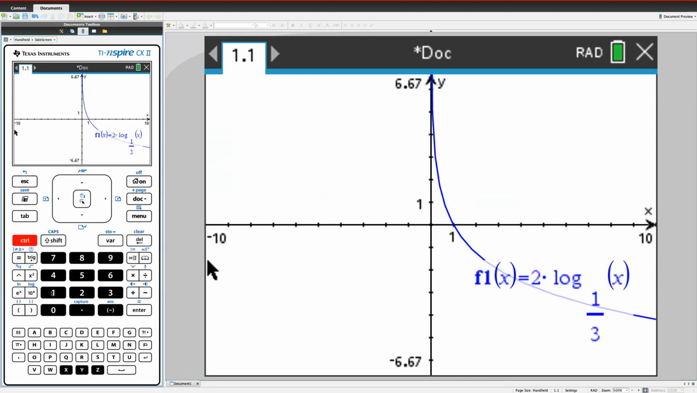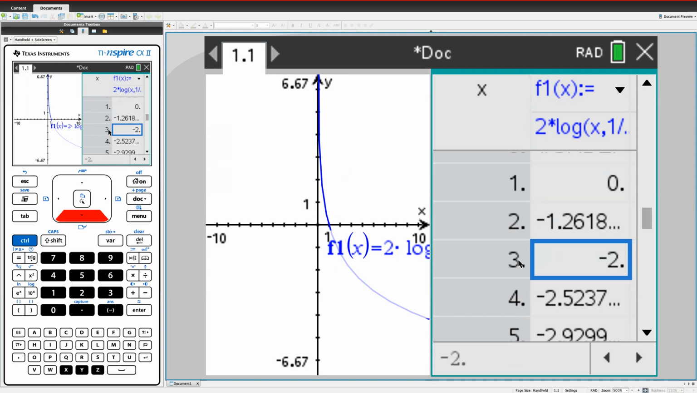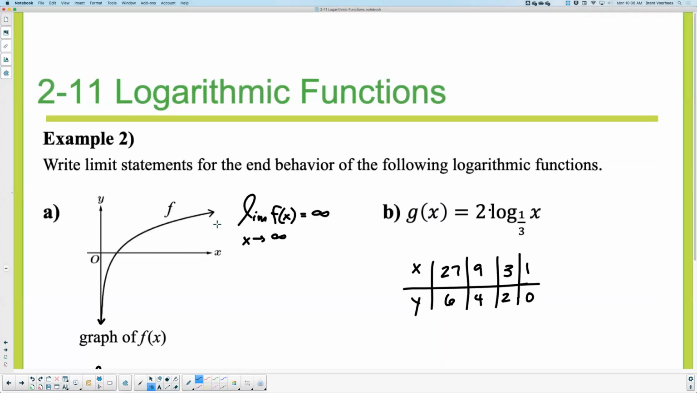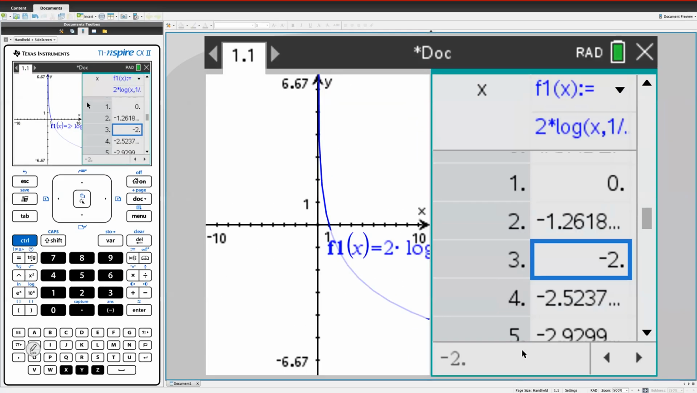Okay, hit Control T. We had 0, 1. Do we have that point? 3, we did positive. Yeah, that's where I messed up. Okay. That's a -2. That's going to be -4. That's going to be -6. There we go. Let me see if that's right now.